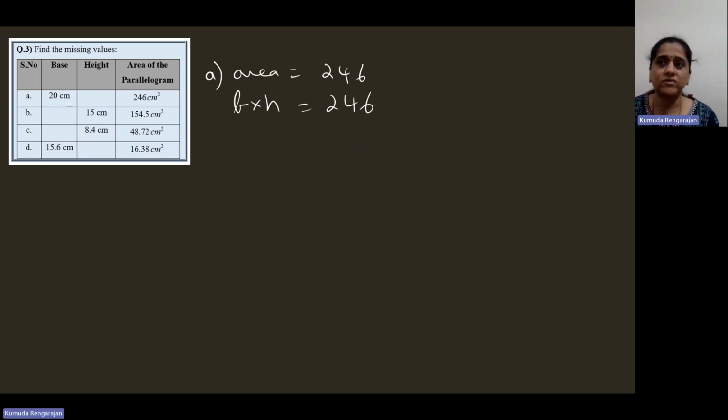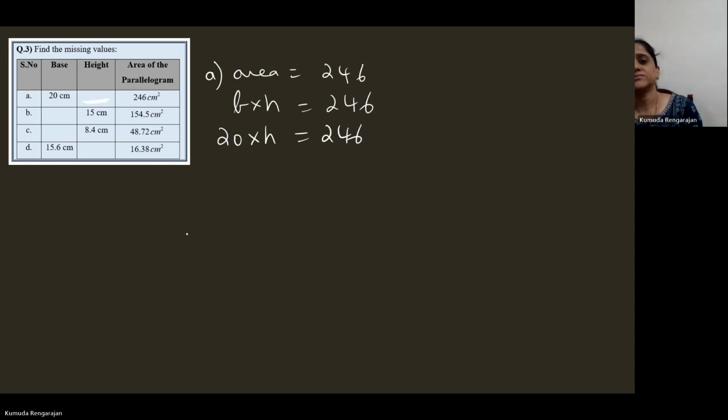Now in the first one, what is given? Base is given, so 20 into height, you have to find, is equal to 246. Plug this in and find the height. That's the answer for the first one, correct?